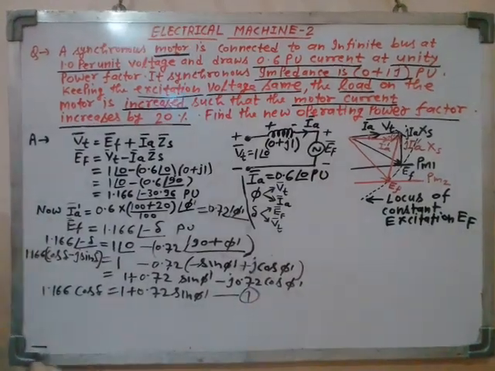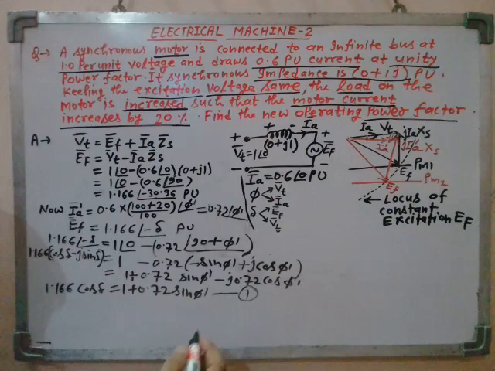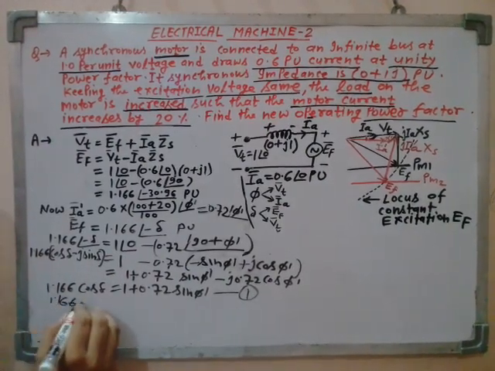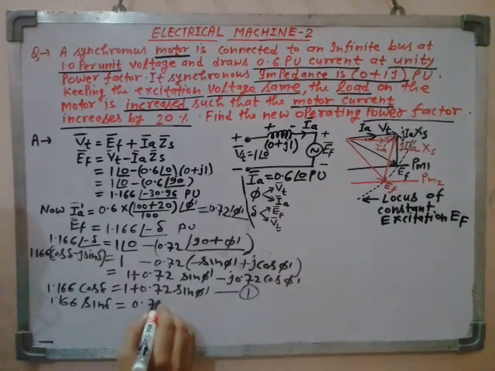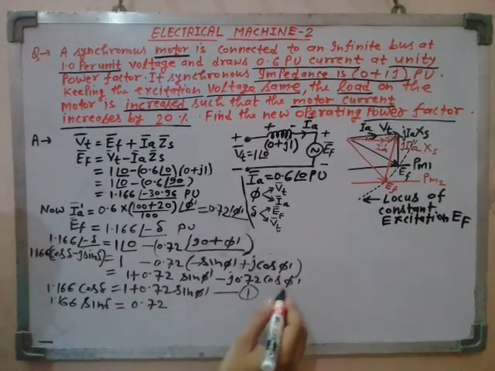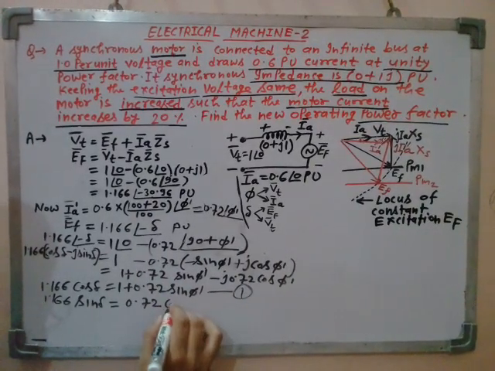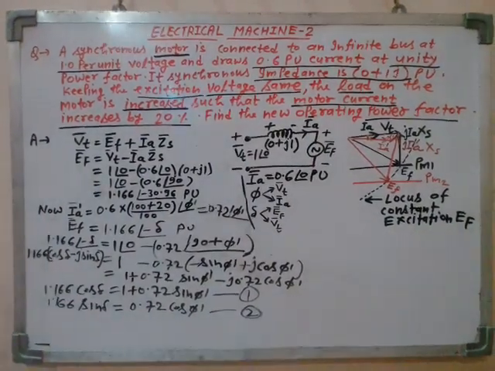And when you equate imaginary parts, in that case you will get 1.166 sin delta is equal to 0.72 cos phi dash. Equation number 2, right?